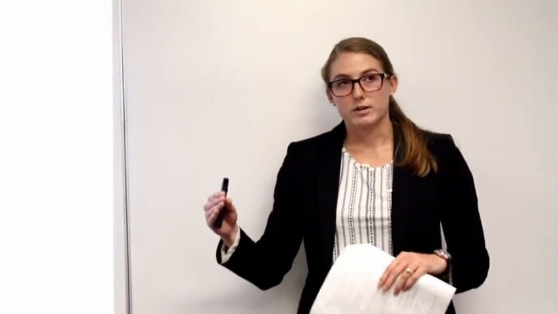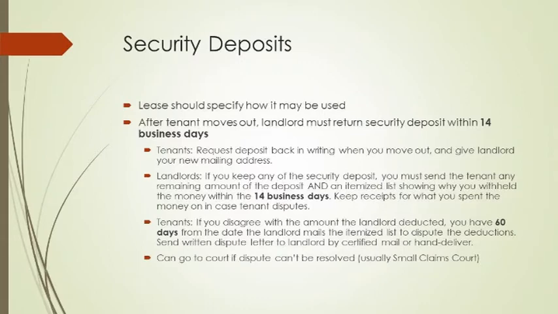So if you keep all of their deposit, if you can justify it, that's okay. You need to send them an itemized list showing what you spent, what repairs you did, how much each was. If you keep some of the money, again, send the list showing what you spent and send them back the rest of the money. And then landlords, I would say you should keep receipts for work that you do, because the tenant does have a right to dispute your charges.